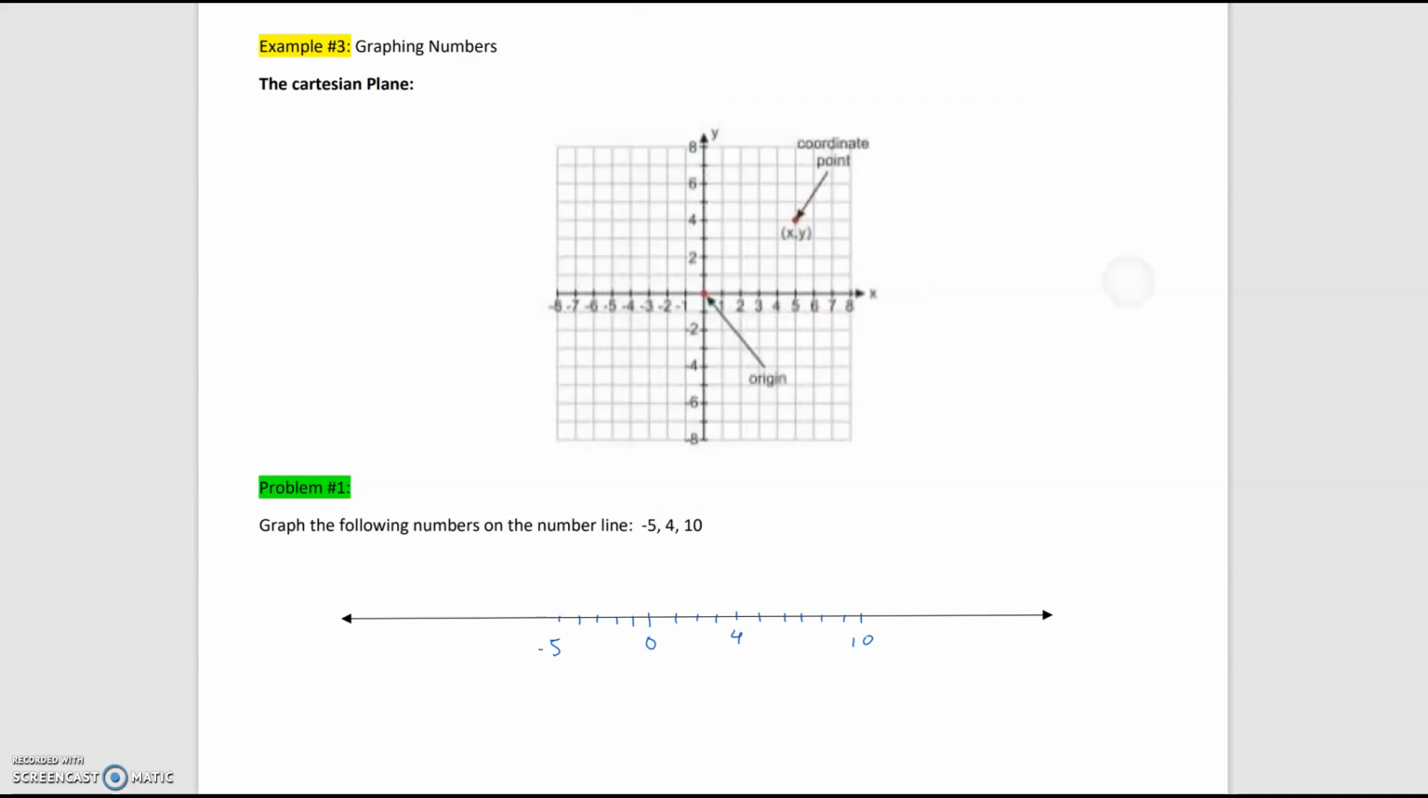Now, the main idea here is that your graph represents the dot. So, for example, for -5, we need to put that dot there, and then technically the value of 10. Putting the slash and the number there does not actually constitute graphing the coordinate point, or in this case, the number. We have to put the dot on the number line, not above it or below it. So that's actually it for problem 1.